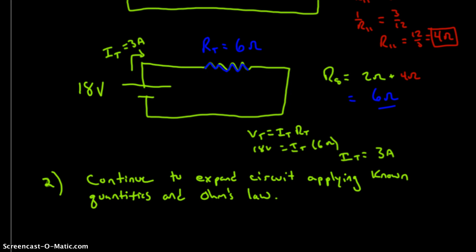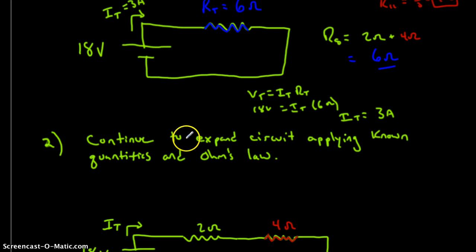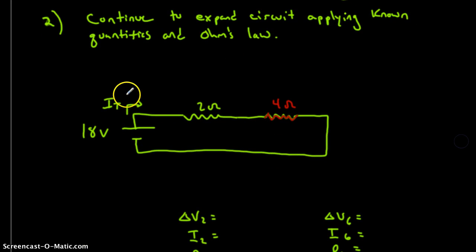So the next step now is we can use that information and expand the circuit back, applying the known quantities and Ohm's law at each location. Realizing that we've got 3 amps coming out of here, this allows us to start calculating our quantities. We know we'd have 3 amps coming through the 2 ohm and 3 amps coming through the equivalent 4 ohm. So we should be able to begin to calculate our voltage across each one of these.